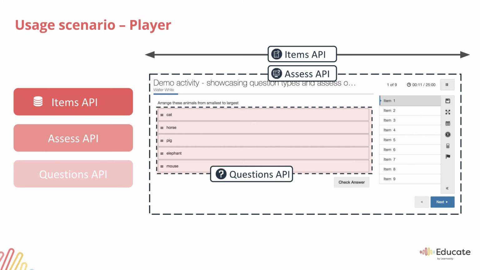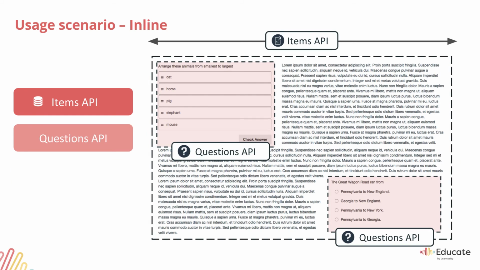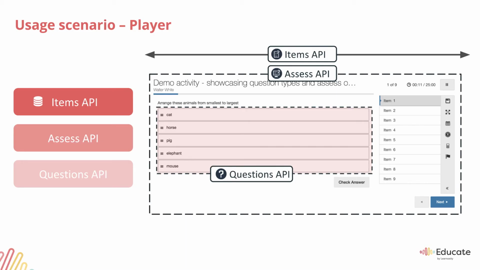What you're all probably doing, I hope, is using the items API directly and using our player. So if you look on the left-hand side there, you can see that although you're only initializing the items API, within that will load two other APIs: the assess API, which is our player, and then the lowest level piece, which is always there, the questions API. The image on the right shows that the items API actually doesn't have a user interface. There's nothing to see there.